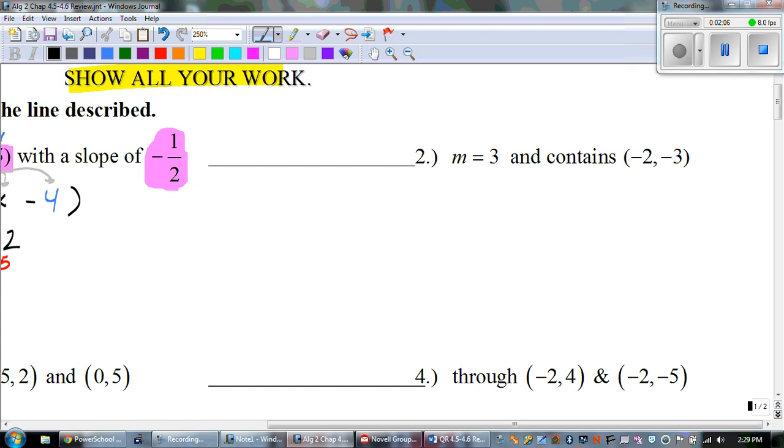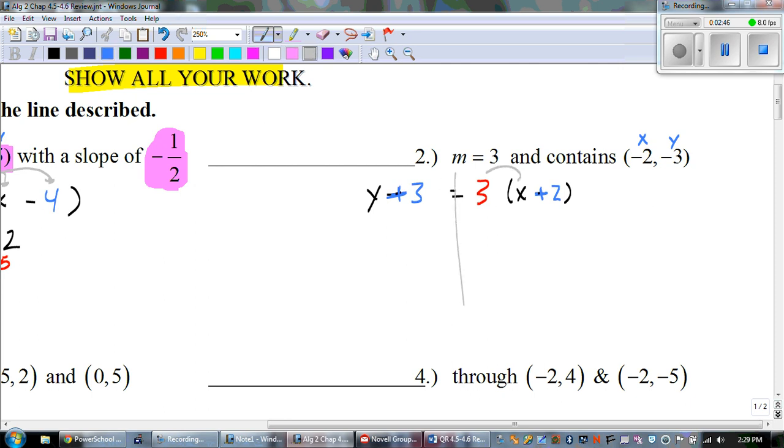Number 2 is the same thing. They gave us a point and they gave us a slope. The only thing that's different is that the order is different. See if you can fill in all the blanks by yourself. Okay, my slope is 3. And the only thing that we have to be careful about is when we have two negatives that the signs change. But now everything else is the same.